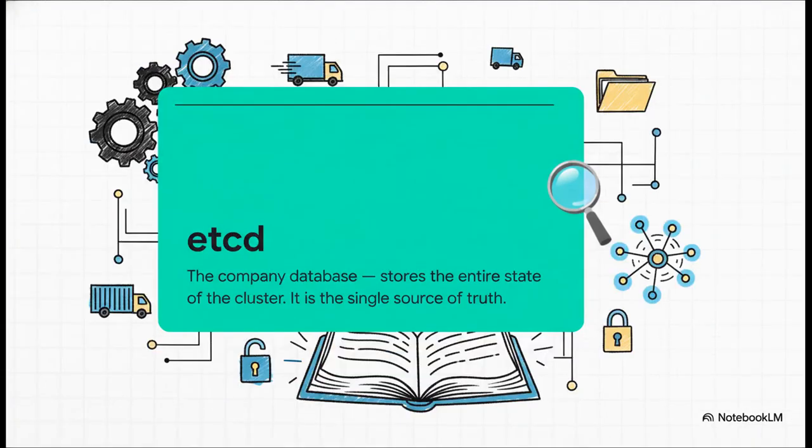Right behind the front desk, you've got etcd. You can think of this as the company's super secure official database. It stores the entire state of the cluster, where every truck is, what package it's carrying, what the schedule is. If it's happening in the cluster, it's recorded here. This is the single source of truth, period.